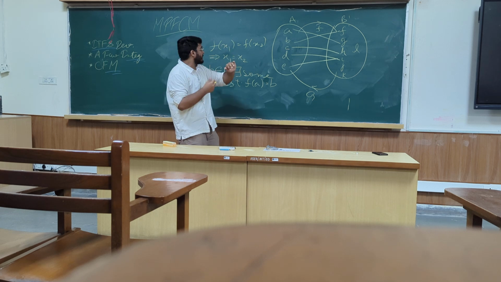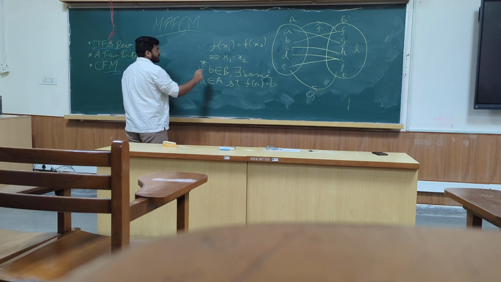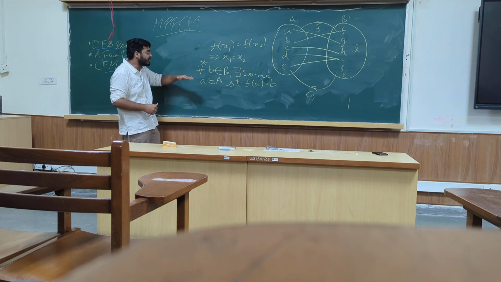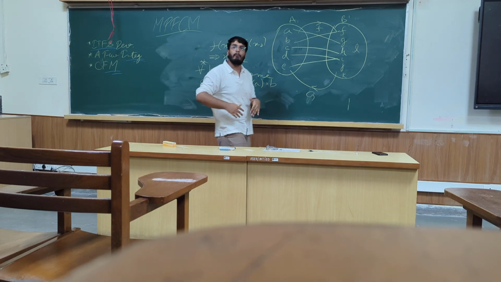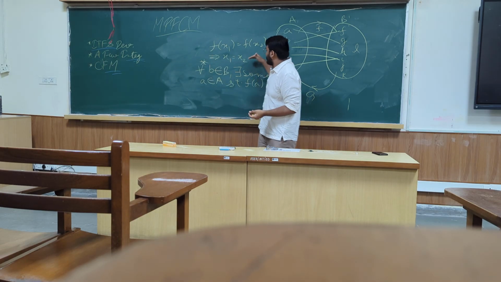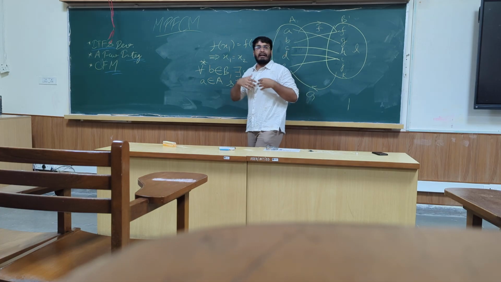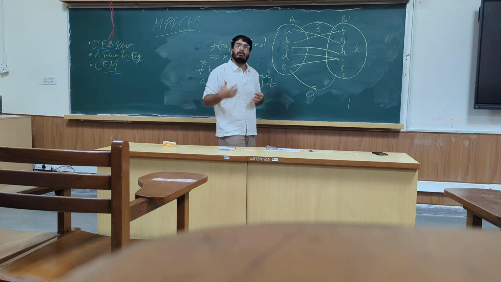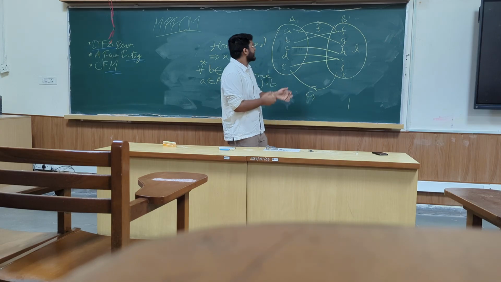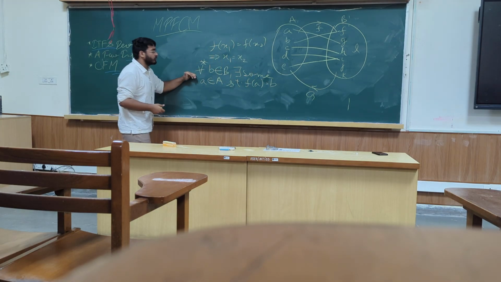So if you look at it, if I combine these two conditions, this is called the condition of injectivity, this is called the condition of surjectivity. Together they are called the condition of bijectivity. That is, if a function satisfies them both, that is, the function is injective as well as surjective, we call the function bijective. And what do these two imply?